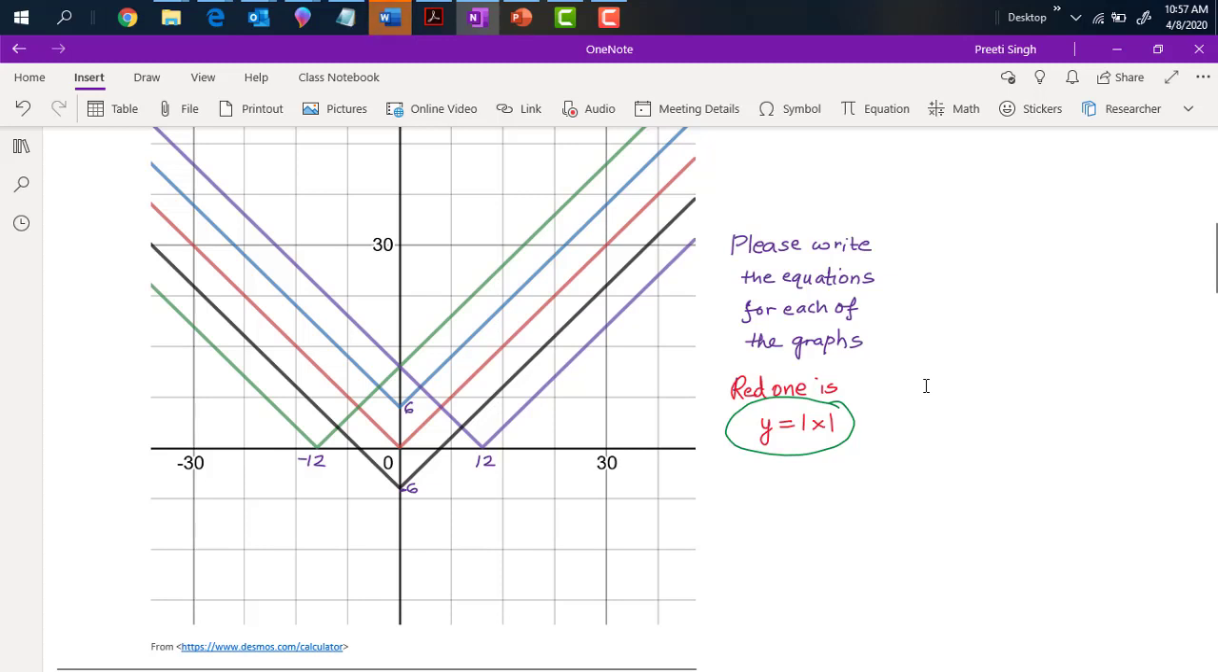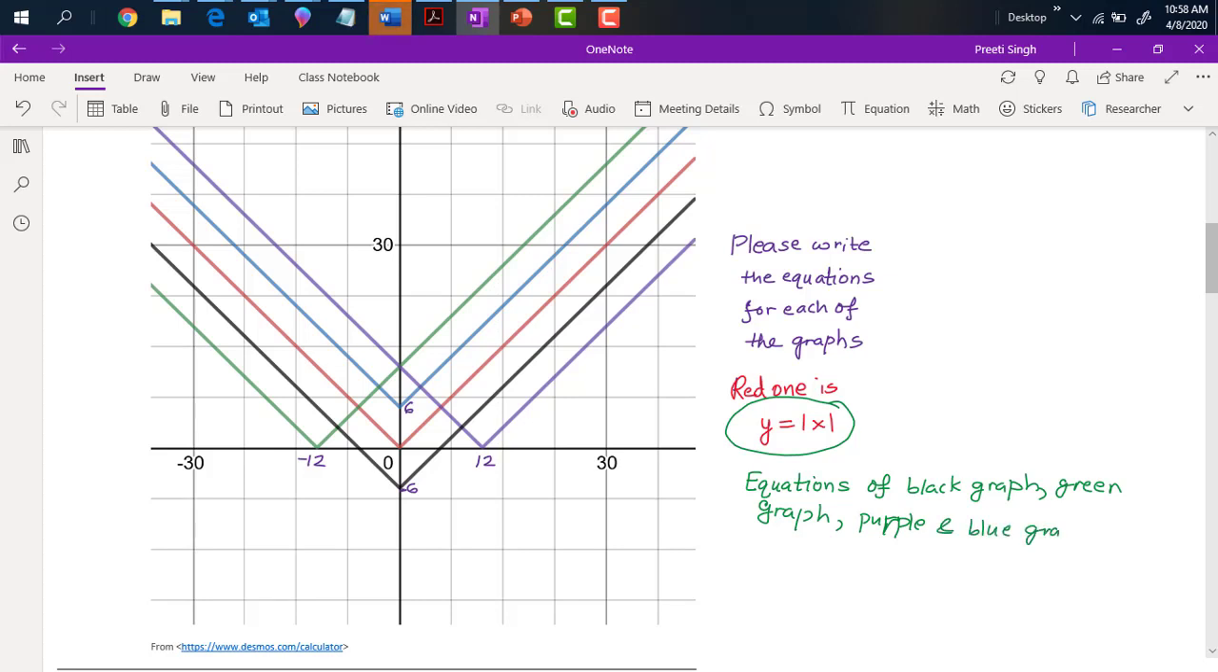Again, it's the same thing. The black has gone down 6. So what I'll ask you to write in the discussions is these answers. What's the equation of the black one? What's the equation of your green one? So the equations of the black graph, then the green graph, and then your purple graph and blue graph. Write all those equations in the discussions.